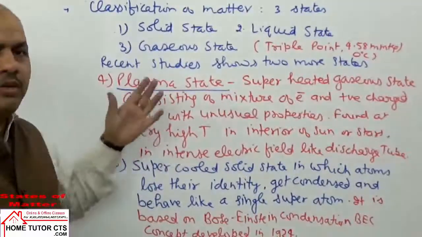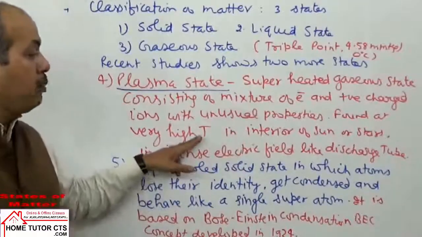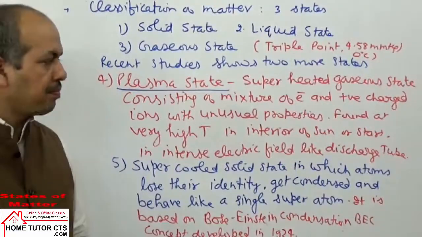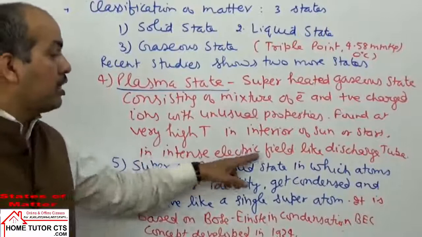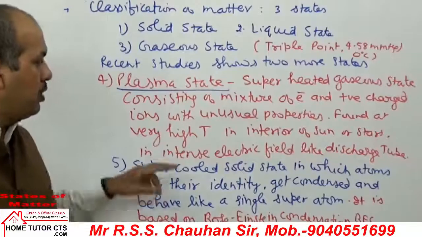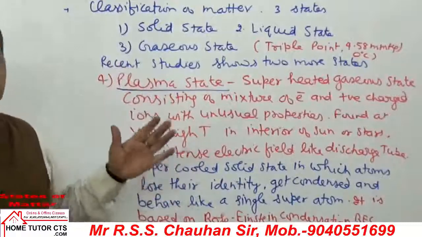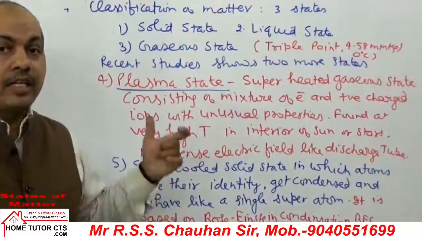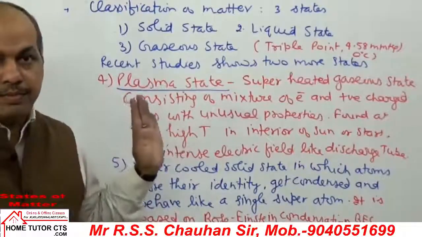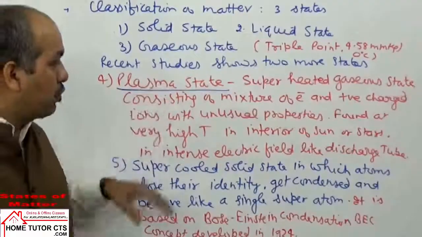This plasma state is found at very high temperatures. This temperature requirement can be fulfilled in the interior of the sun or stars, or in an intense electric field like a discharge tube, already explained to you. So this very high temperature can be found in the interior of the sun or the stars. Scientists have revealed that 99% of the entire matter of the universe is in the plasma state, consisting of electrons and the gas state. That is the fourth state we can call.